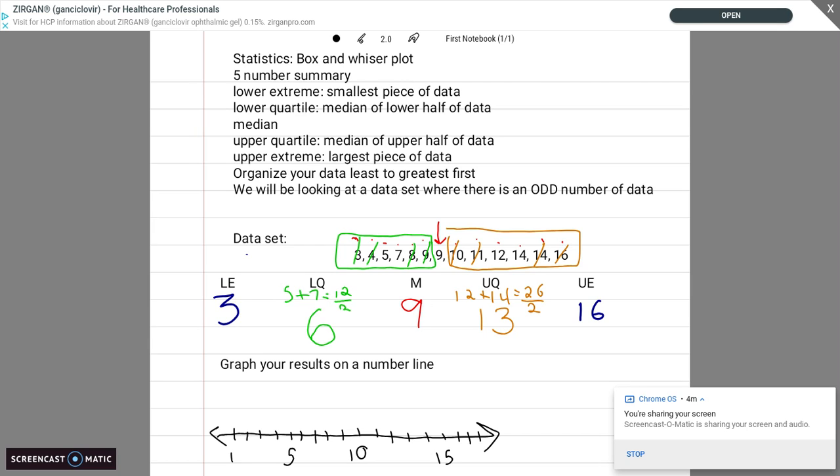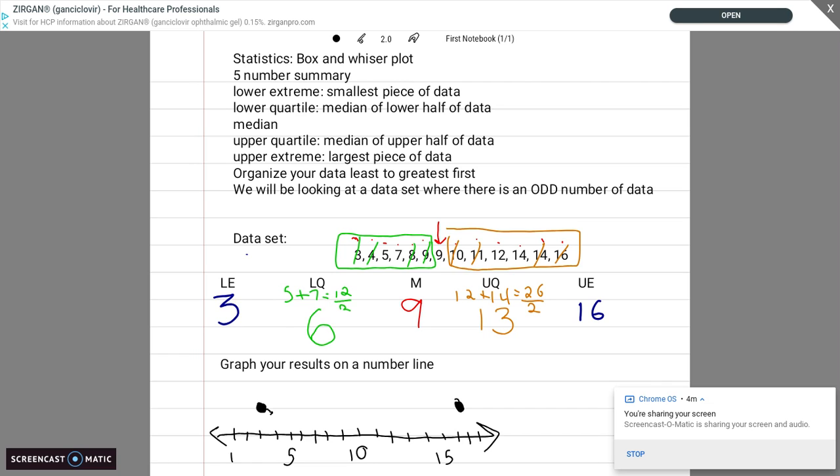So here we go. Your lower extreme is going to be graphed at 3. So here I am at 1, 2, 3. Right here. Sorry about that. Right there. I'm going to make that a dot. And my upper extreme at 16. Try to make them as even as possible. I'm using the lines on the notebook paper.